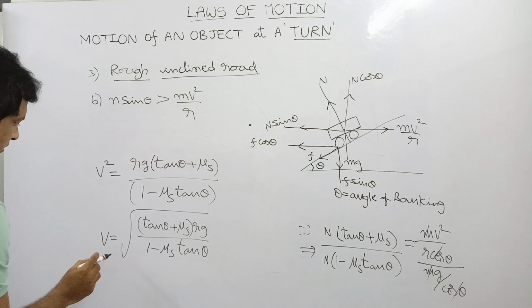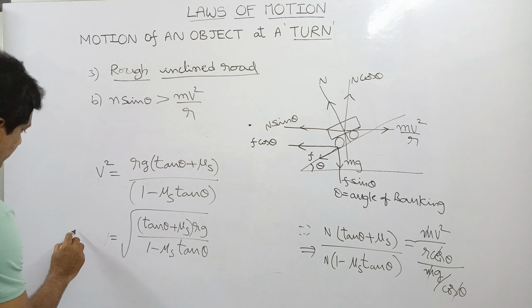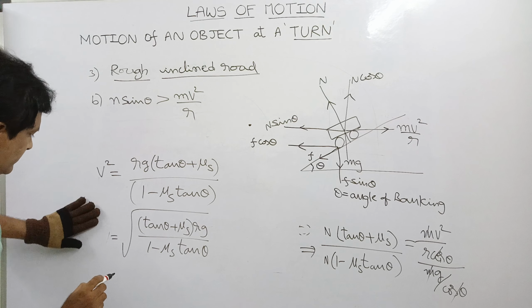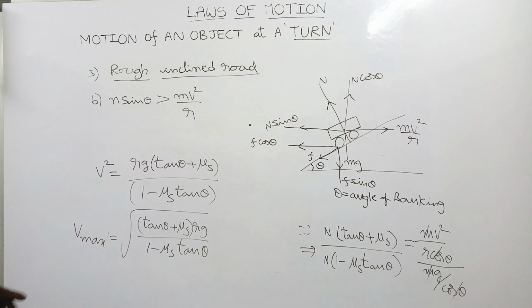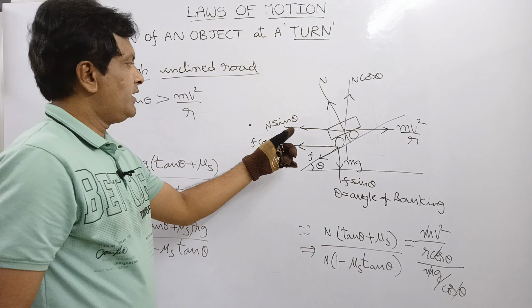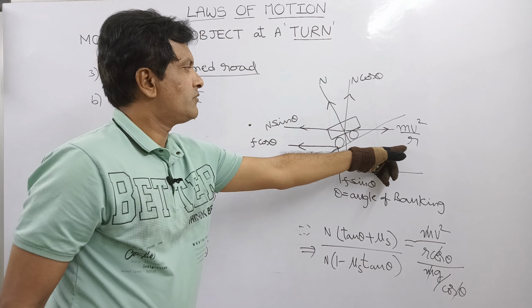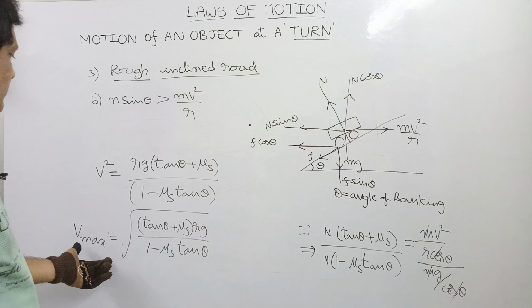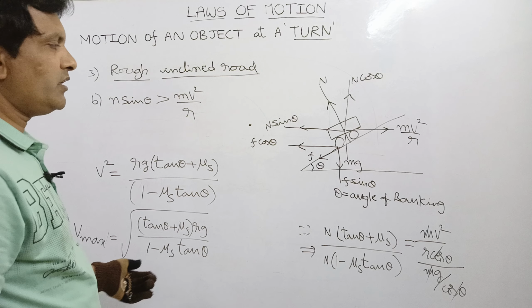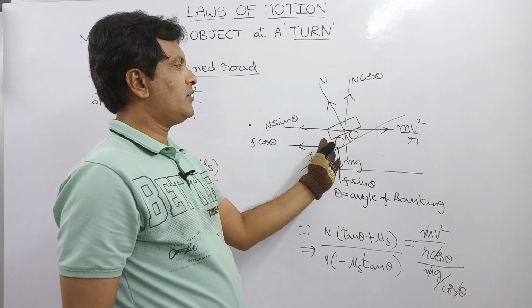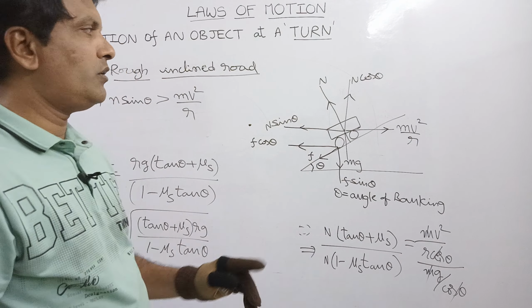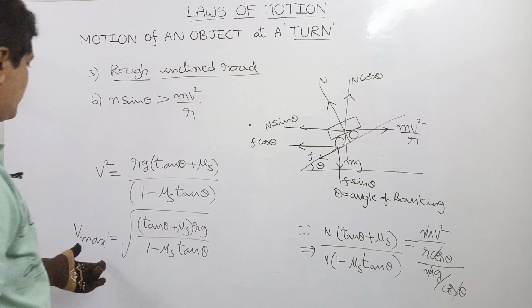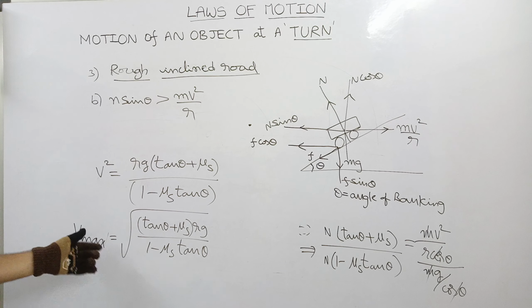Okay, in case A, you can call this V maximum. That means when n sin theta is less than mv square by r, this is the maximum velocity at which it will go safely, that means it will not fall away, because mv square by r is more than n sin theta. So we can call it V max.